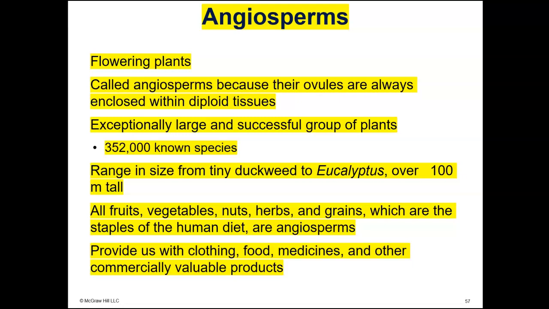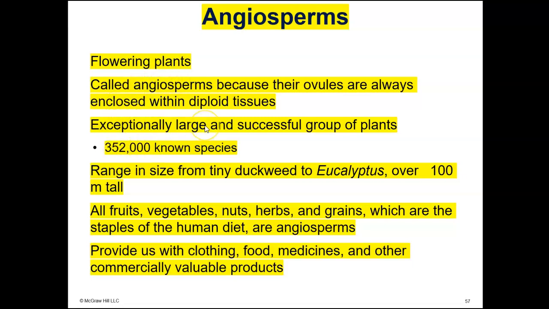We're starting with slide number 57, and we're going to talk about the angiosperms or flowering plants. Where gymnosperm meant naked seed, angiosperm means covered seed. And covered is referring to the fruit that covers the seeds. Okay, so angiosperms are the flowering plants.